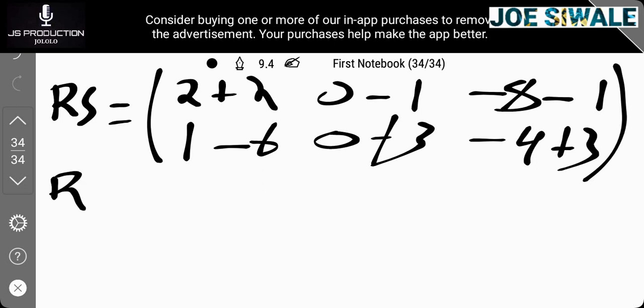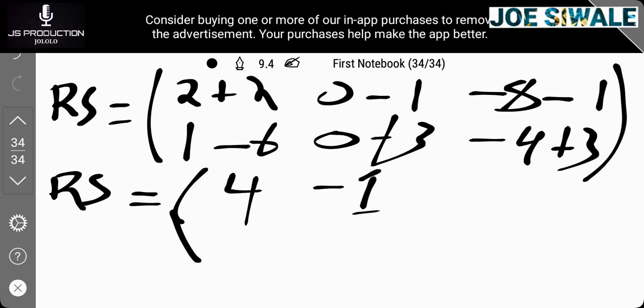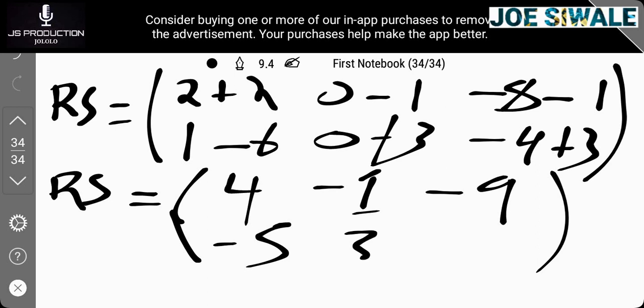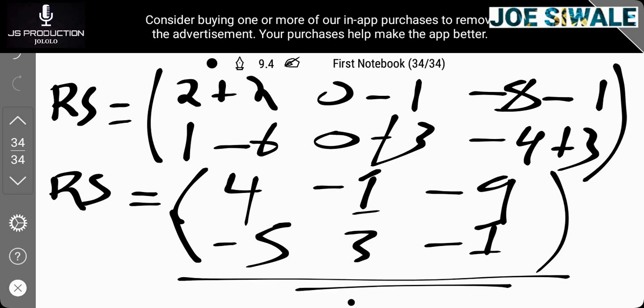So my matrix RS is equal to 2 plus 2, that's 4. 0 minus 1, that's negative 1. Negative 8 minus 1, that's negative 9. 1 minus 6, that's negative 5. 0 plus 3, that's 3. Negative 4 plus 3, that's negative 1. So the matrix RS is equal to (4, -1, -9; -5, 3, -1).